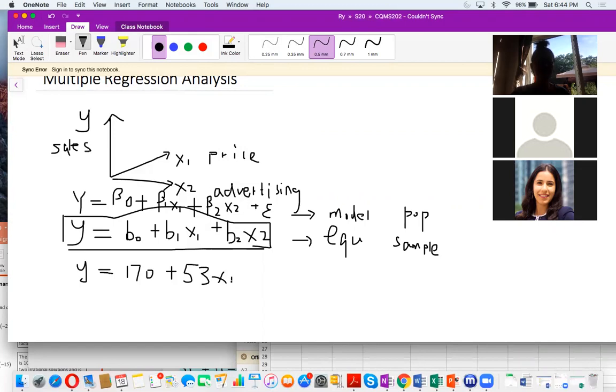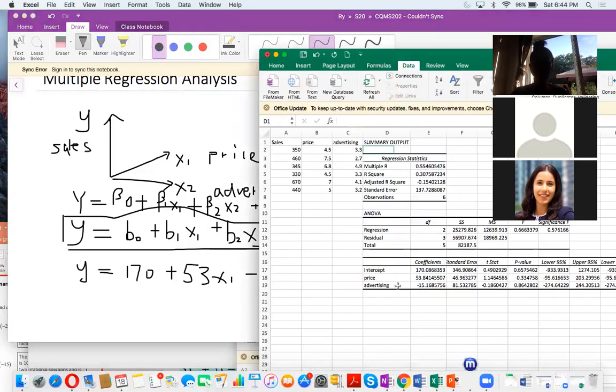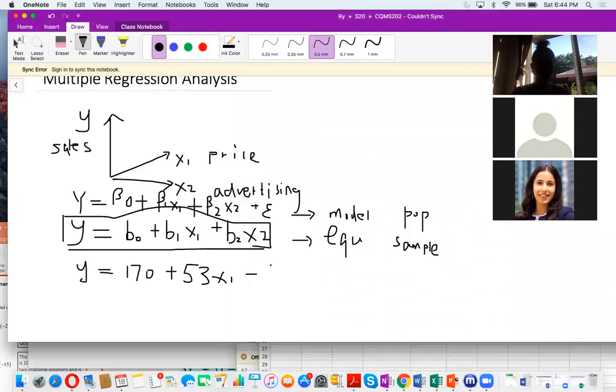53x1, x1 is the price, and B2 is negative 15, x2. Once I have this equation, I can make predictions. For example, suppose the price is 5.7, when x1, the price, is 5.7, and when x2, which represents advertising, is, just suppose, 3.9.